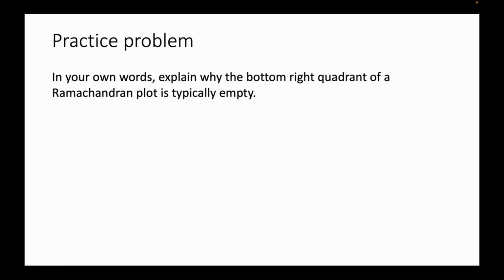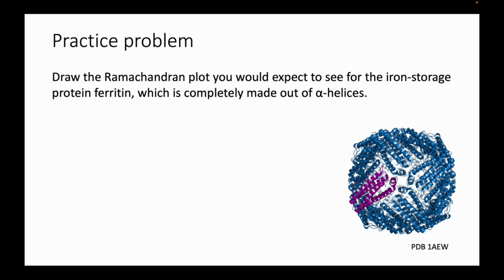So you can connect this concept for yourself. In your own words, explain why the bottom right quadrant of a Ramachandran plot is typically empty. And another one, draw the Ramachandran plot you would expect to see for the iron storage protein ferritin, which is shown here. And as you can see, it is completely made out of alpha helices. So what would you expect that Ramachandran plot would look like?